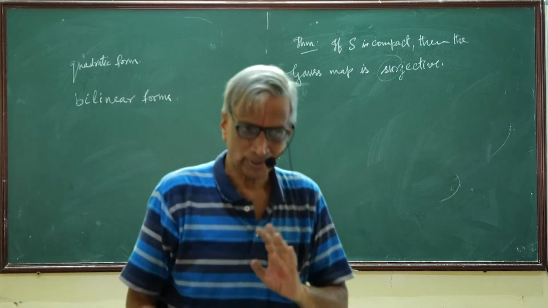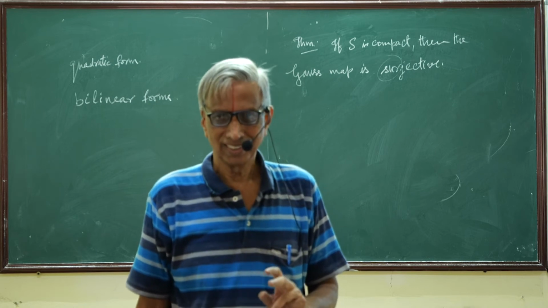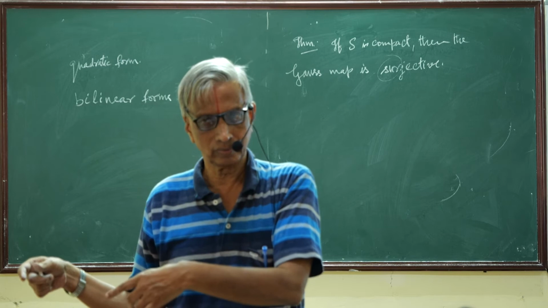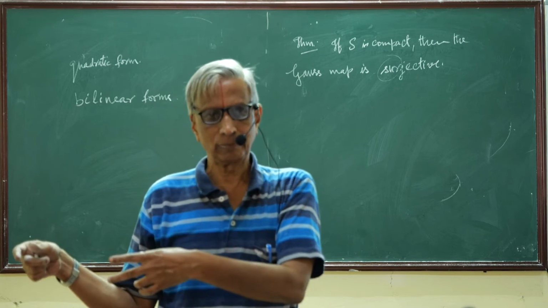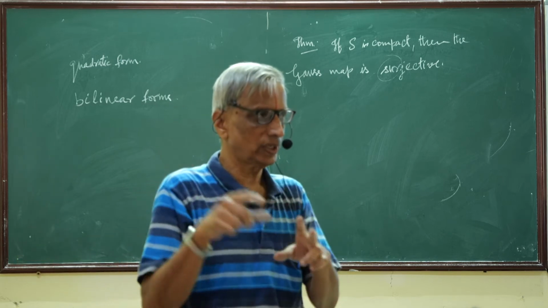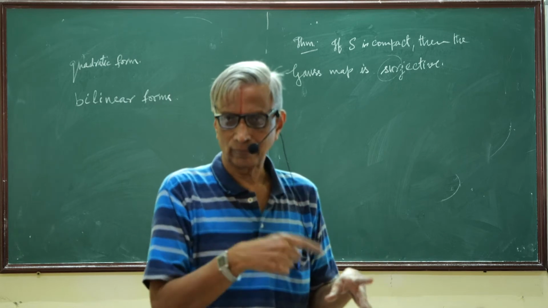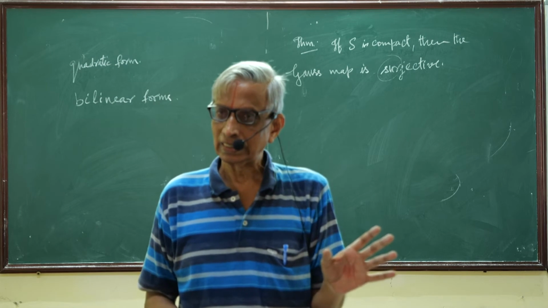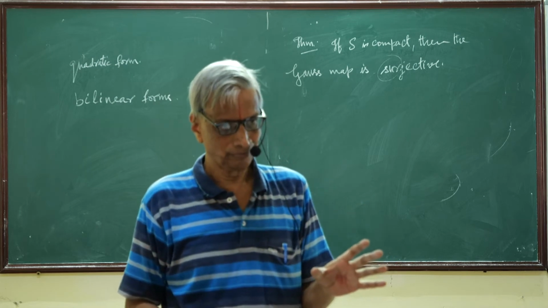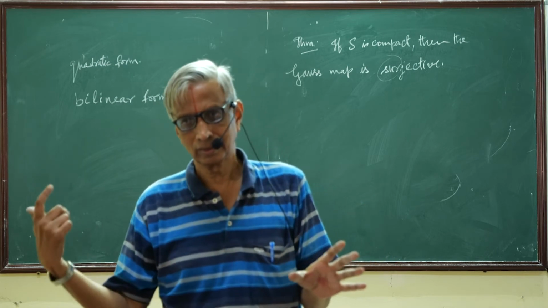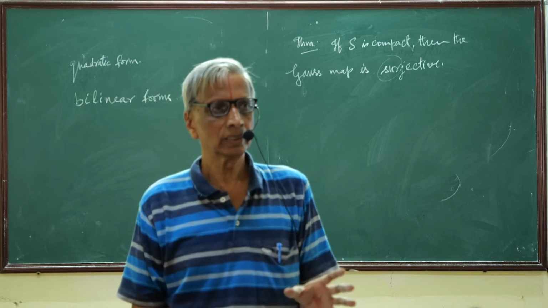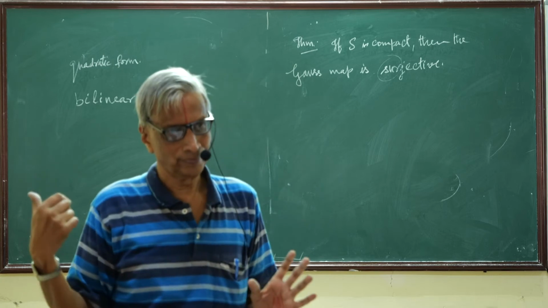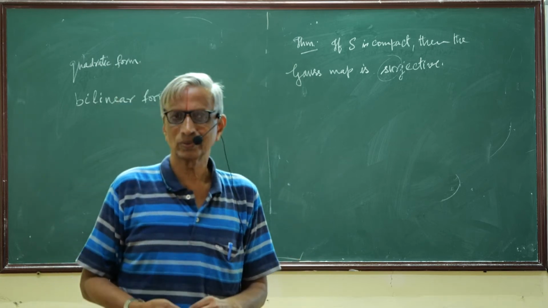Okay, so you have inner products, for example, and you have the norm given by the inner product. Norm square is the inner product of something with itself. So the inner product is a bilinear form, and the norm square is a quadratic form.